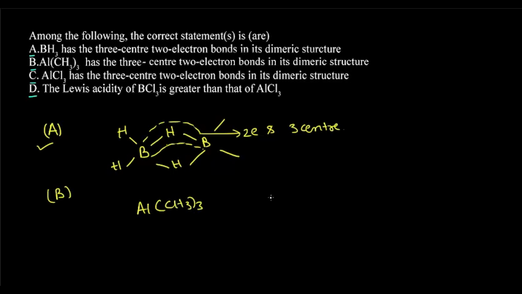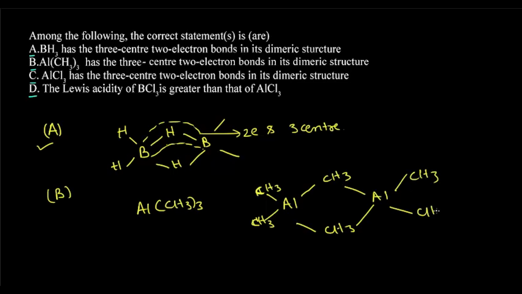Al(CH3)3 also forms a similar structure as boron. They all belong to the same group. So aluminium also has deficiency of electron in its p orbital. So here we will be having CH3, here also CH3, then here again CH3, again here CH3, and it forms a dimer as follows. So here also we are having only 2 electrons, which is being shared by these 3 atoms. Similarly in the downward side also. So we can say that it also shows 3 center 2 electron bond characteristic.